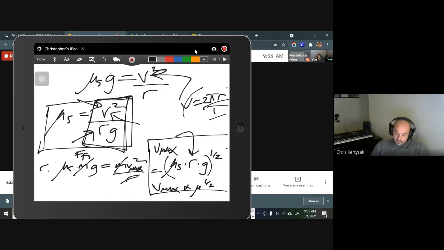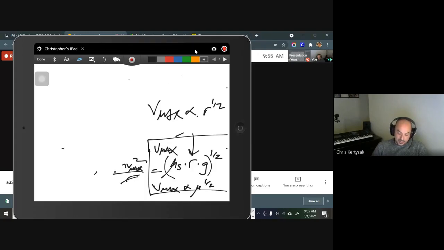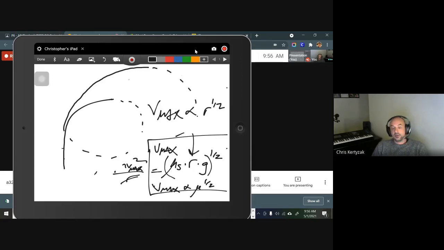And recognize that V max is also proportional to the square root of R. So that means if you decide to take a much wider turn, you don't have to worry about hitting your brakes. Right? If you had two choices, you're on a road and you can either take this turn or you can take a much wider turn. The second one is a much larger circle. Remember, these are circles that you could put in here. This other one would be a massive circle.